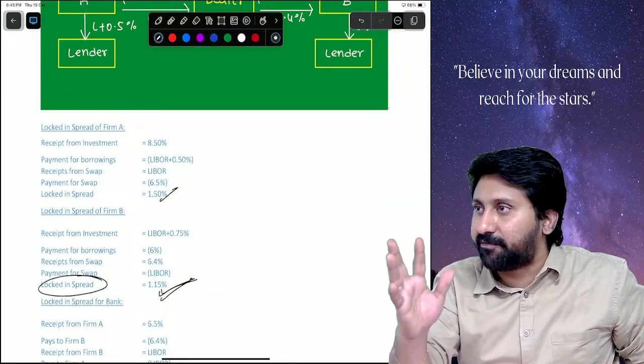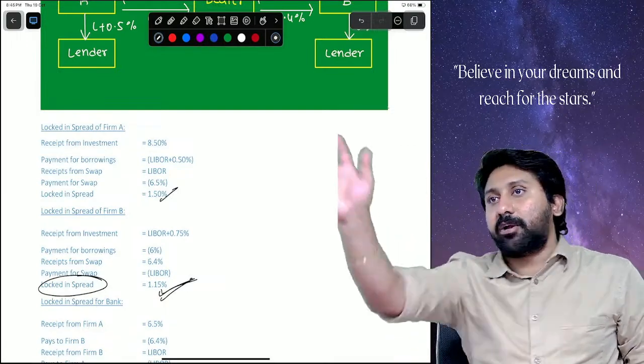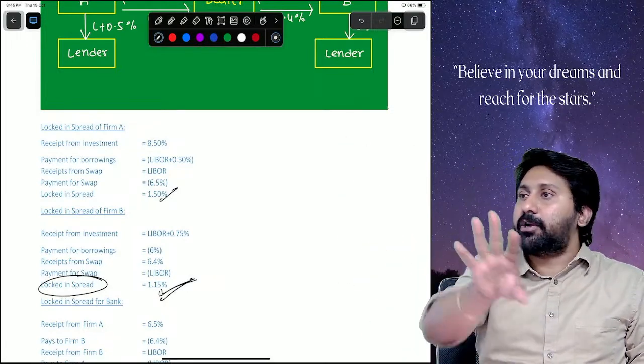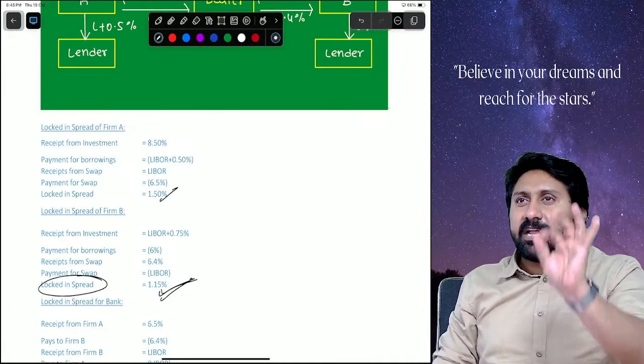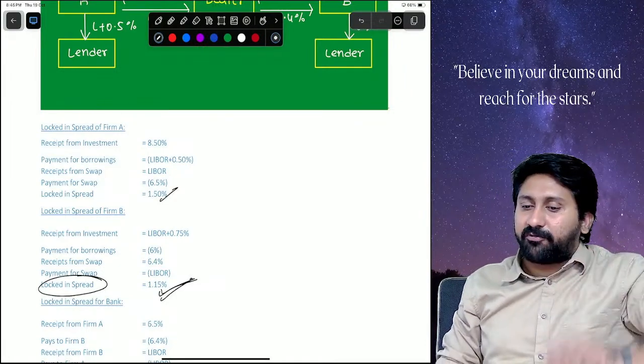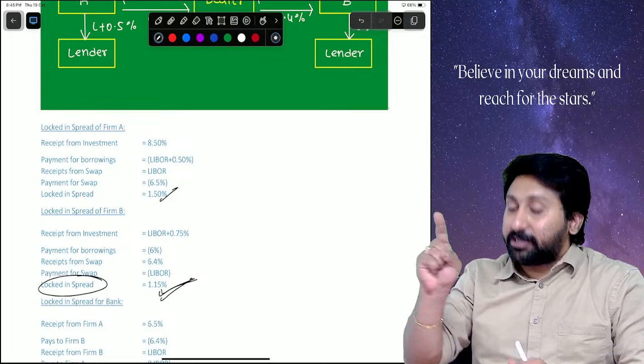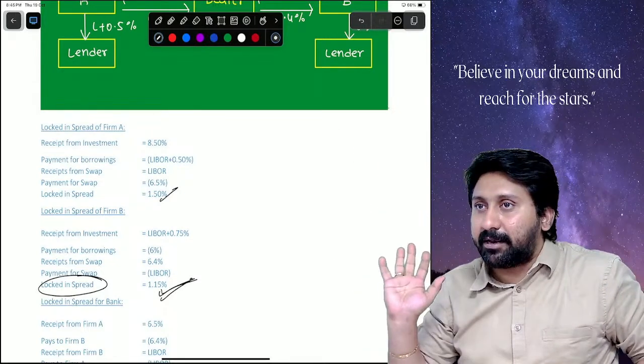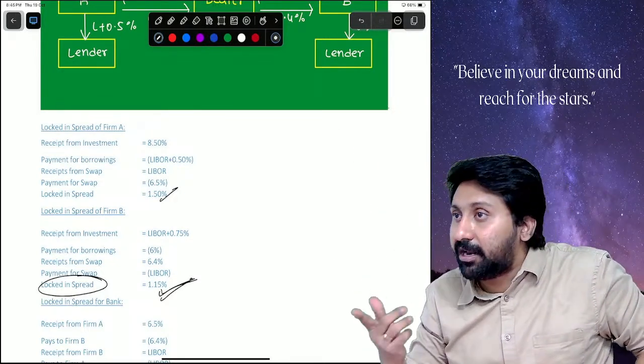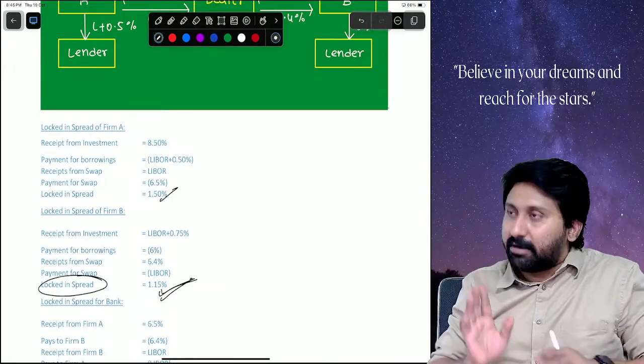If you bear 1.5% extra interest, you can convert your fixed rate interest into floating rate or floating into fixed. Simply, transformation of fixed to floating, floating to fixed will be converted if you spend 1.5% on the notional principal. 1.5% on notional principal if you convert, this will be done.